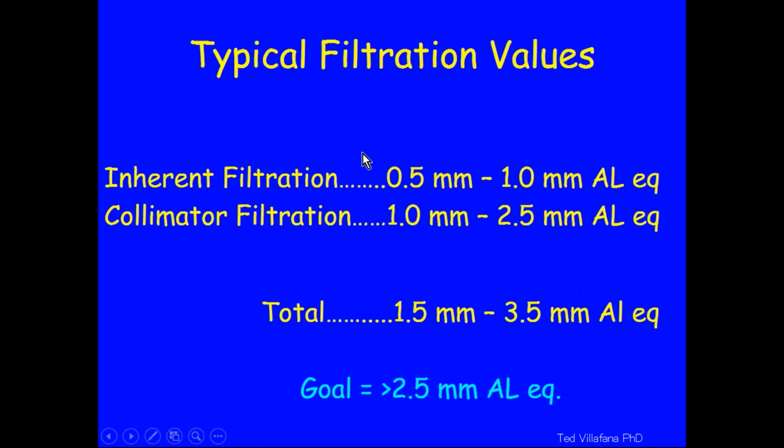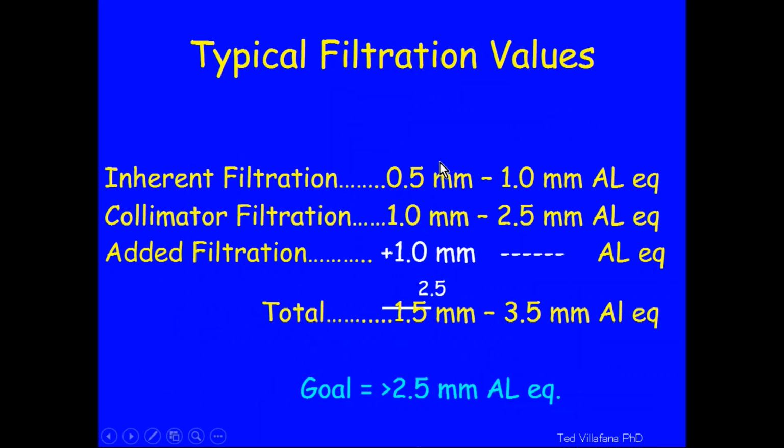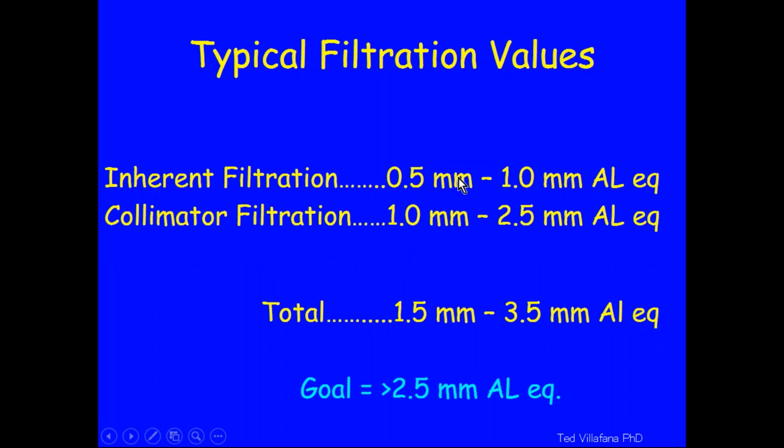The inherent filtration typically goes between, and you don't have to particularly remember these numbers, just the concept that we're going to be developing here, 0.5 millimeter and 1 millimeter. And look at the way we express filtration: aluminum equivalent. Remember, inherent filtration was the oil and the glass. There is no aluminum there, yet we express their thickness in terms of the equivalent amount of aluminum. The collimator filtration typically goes between 1 and 2.5.